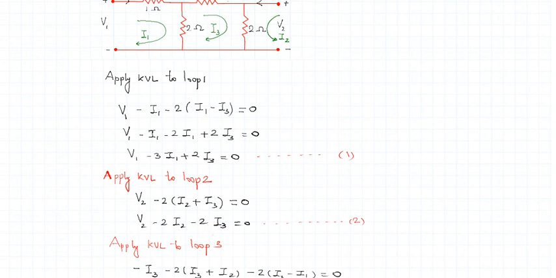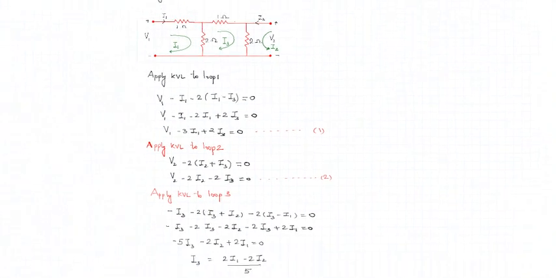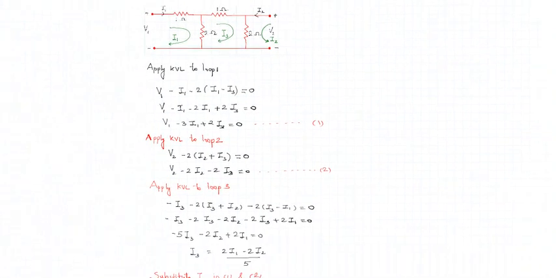The next step is to apply KVL to loop 3. There are three network elements which come into the picture: this is the first element, the second element and the third element. We need to consider all three when applying KVL to this loop. Starting with the 1 ohm resistor, the current which flows through it is only I3, so it is minus I3, minus 2 into the current through the 2 ohm resistor, which is I3 plus I2. Both are in the same direction.